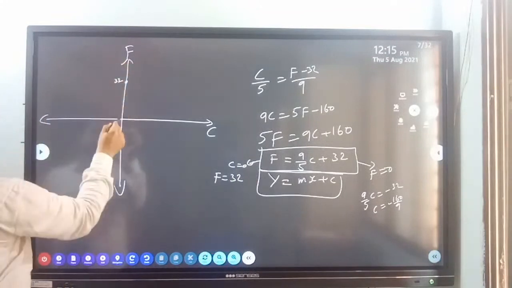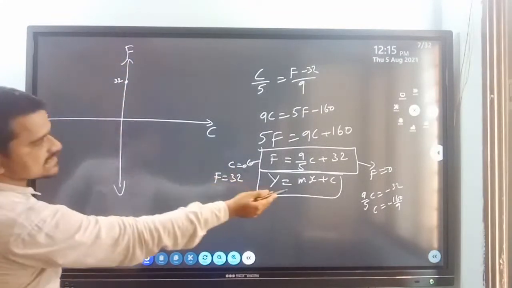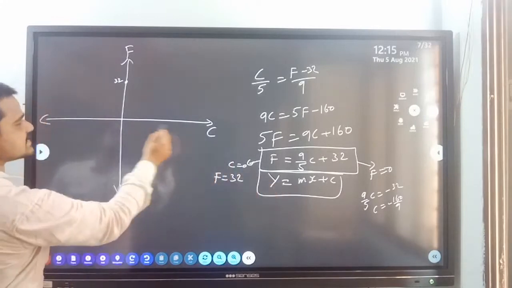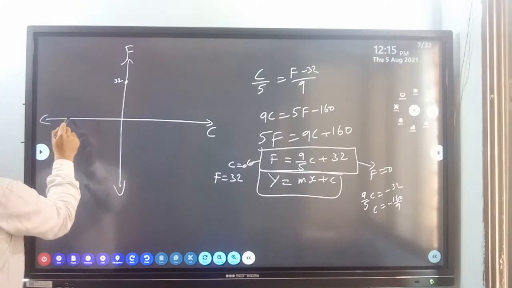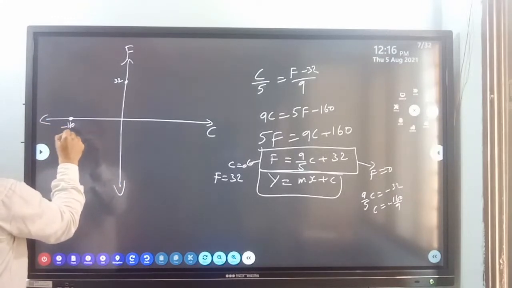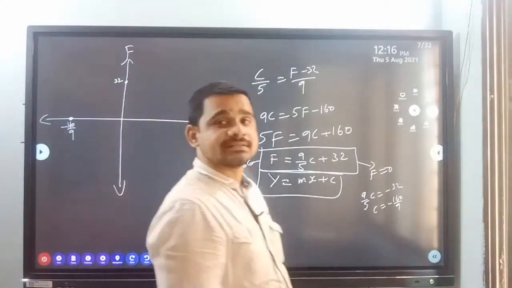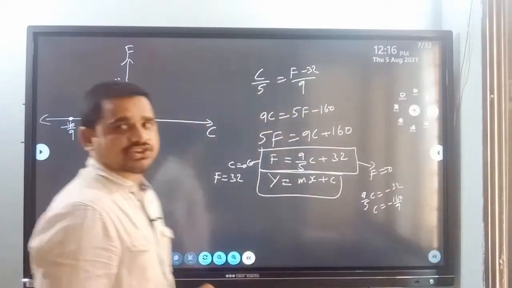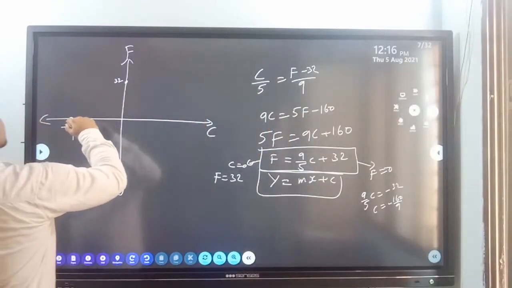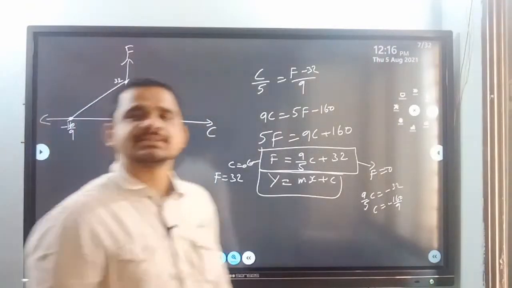F is 0 here, on the x-axis. Correct? I am getting the C value as negative. This is the positive axis, this is the negative axis. Minus 160 by 9. So these are the two intercepts here. Since it is a straight line, simply join these two points. That's all. Over. This is the graph drawn between F and C.